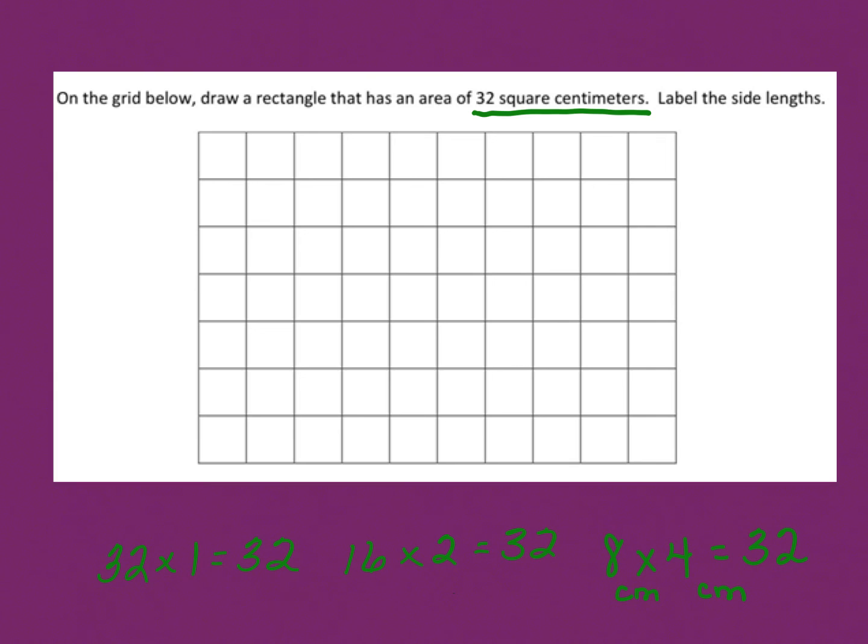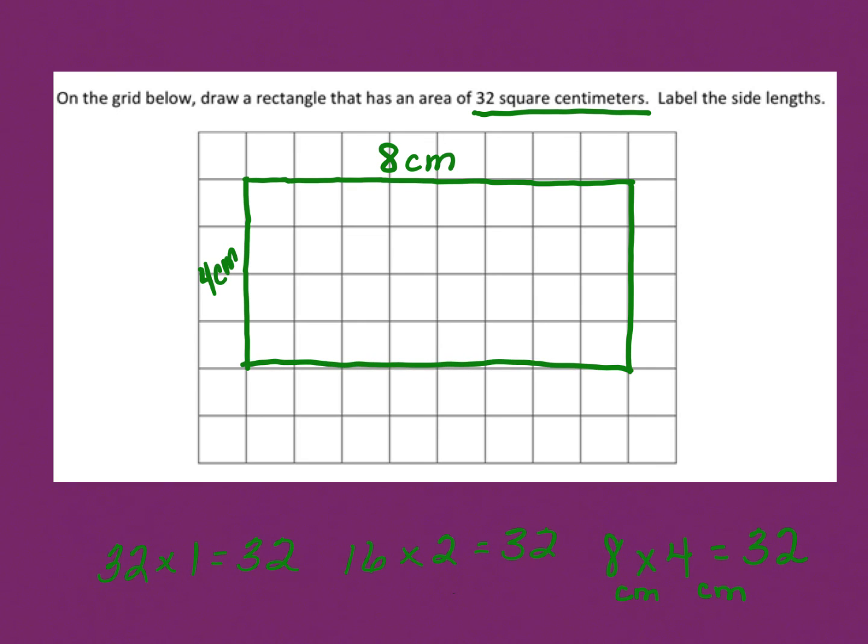So let's begin by drawing 1, 2, 3, 4, 5, 6, 7, 8. This is 8 centimeters long. Another side is 1, 2, 3, 4. This is 4 centimeters long. We also know on a rectangle the opposite sides are equal. So we know that this bottom one is 8 centimeters and the side opposite of 4 centimeters is 4 centimeters.